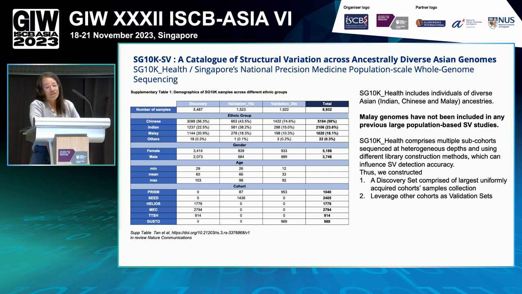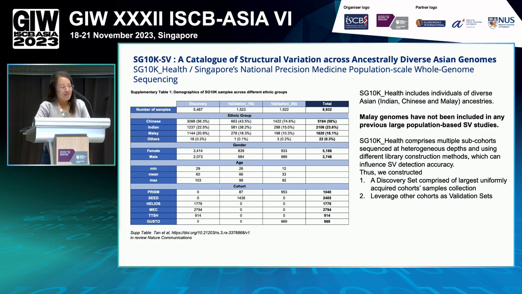And therefore, to bridge the knowledge gap, the National Precision Medicine Program, which aims to sequence the genomes of 10,000 healthy Singaporeans, we started this program, also known as the SG10K Health. The SG10K Health dataset contains individuals of the Malay, Chinese, and Indian ancestries in Singapore. One of its key features is that it contains Malay genomes that have never been included in any of the previous large-scale SV studies.